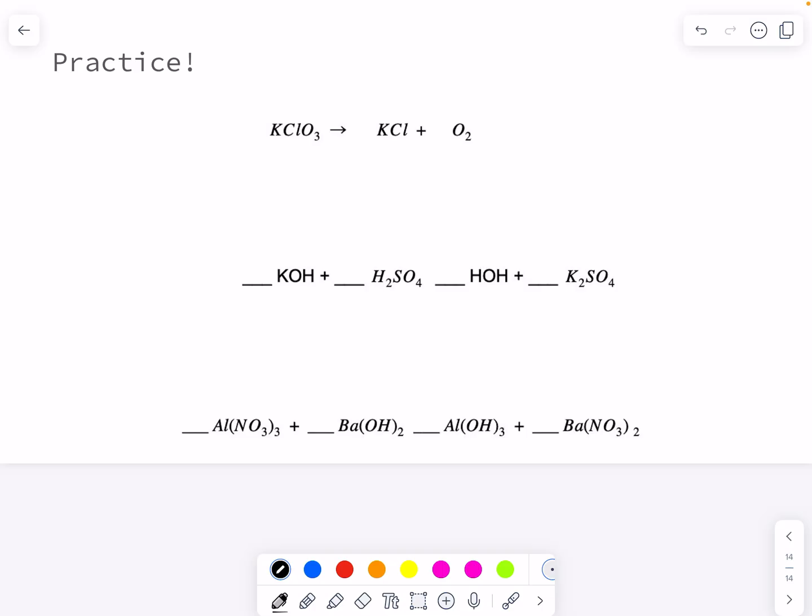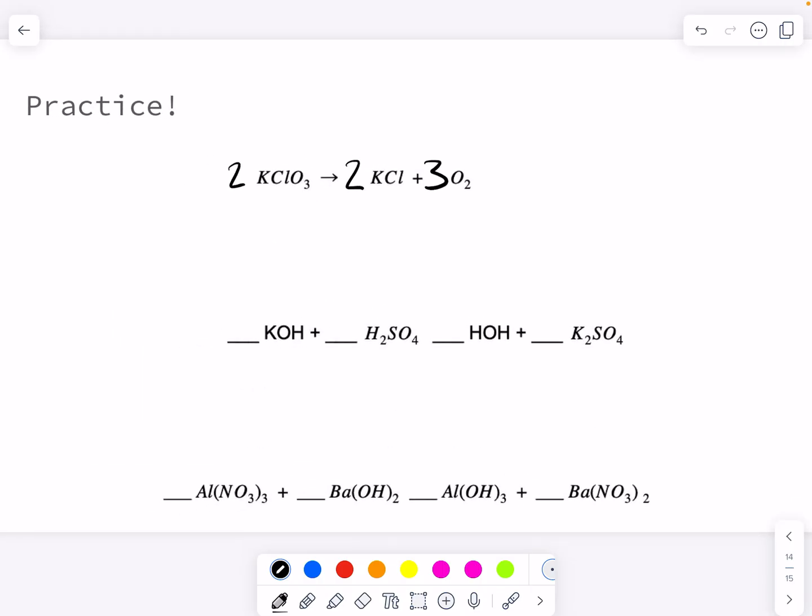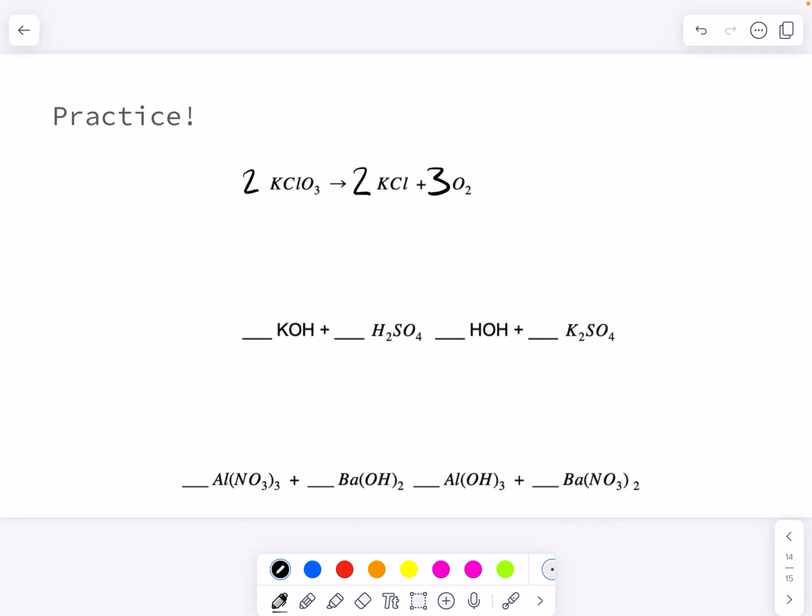All right, hopefully that went pretty good for you. You should have for the first one, 2, 2, 3. Go ahead and give yourself a smiley face if you have that correct. Second one, you should have 2, 1, 2, 1. Have another smiley face there. And final one, you should have 2, 3, 2, 3.